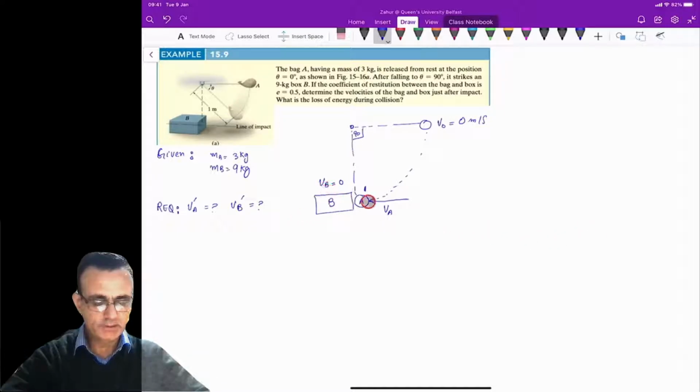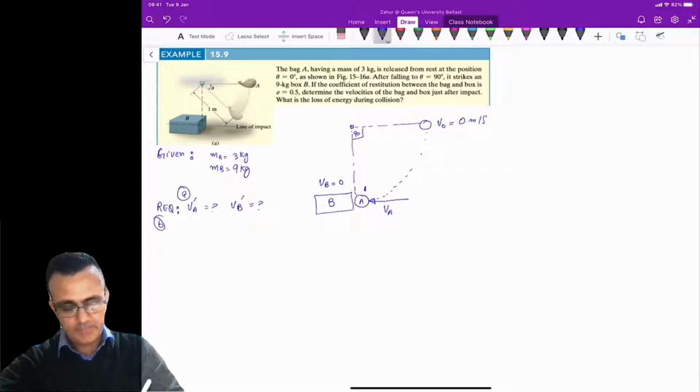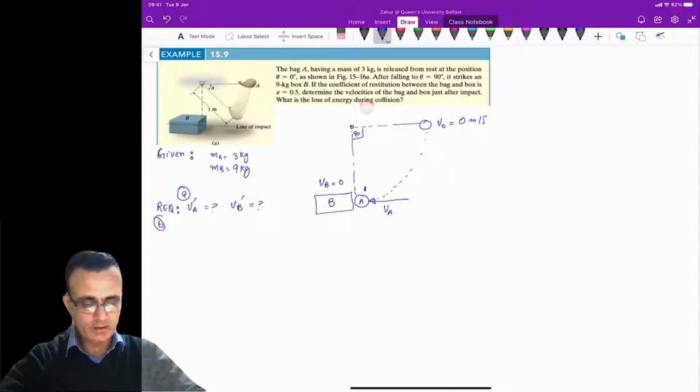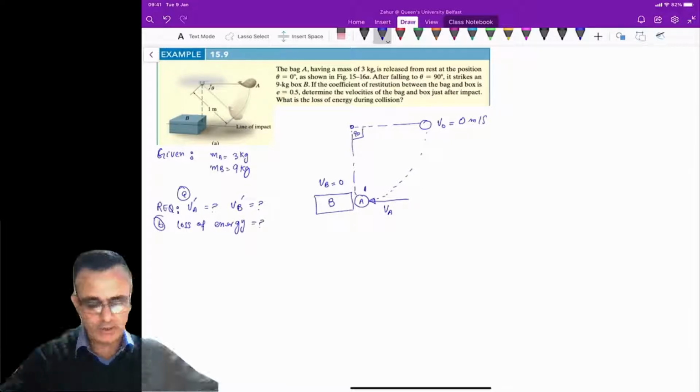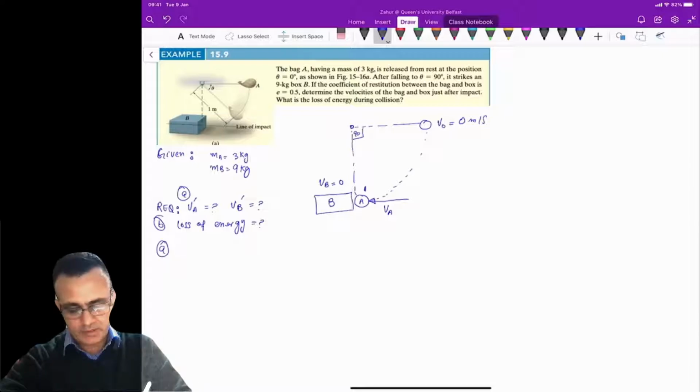So VB is 0, and we need to calculate VA, because this bag is coming from here to here. So it should have some velocity here. So you need to calculate that velocity also. But in addition to this, after impact, we have to calculate VA dash and VB dash. So this is our part A. And in part B, we need to calculate the loss of energy during impact.